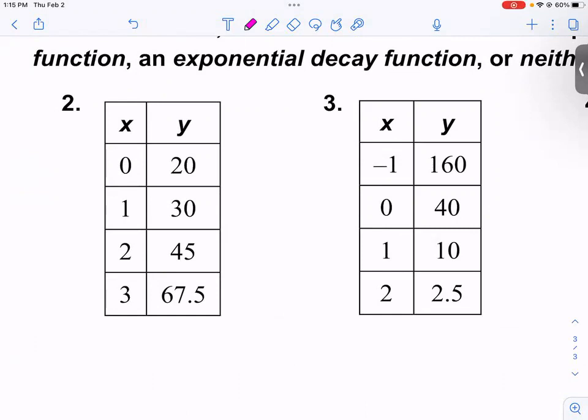What do you think the difference is going to be when we look at, yeah, we know increasing versus decreasing, but what's special about the number that we're multiplying by? Have a conversation.